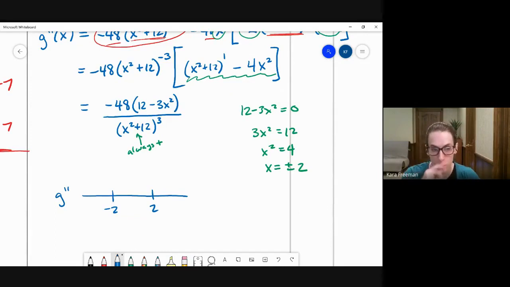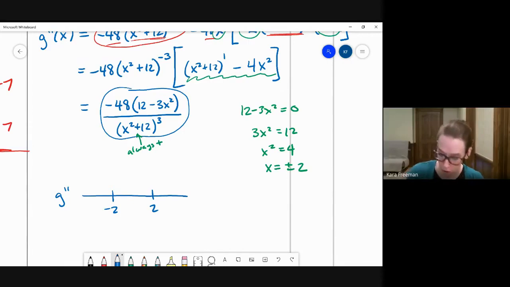Now, to test the values, you're testing g double prime. So you're looking at this statement right here. Since the denominator is always positive, that will not affect the sign. So in the numerator, if you're not quite sure how to do the number line analysis, just plug in a value, plug in 0. If you plug in 0, do you get a positive or a negative in that numerator? Negative. So now you know 0 is negative. And then you have the two different factors, so they're going to change sign at both -2 and 2.